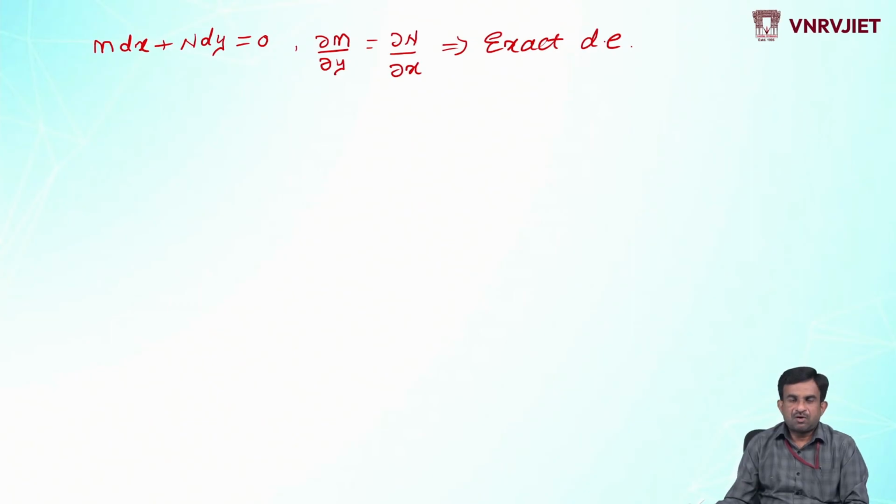Now, coming to the non-exact differential equation. To say that the given differential equation is non-exact, after finding dou M by dou y and dou N by dou x, we have to verify whether these two derivatives are equal or not. If dou M by dou y is not equal to dou N by dou x, then we can say that the given differential equation is non-exact.